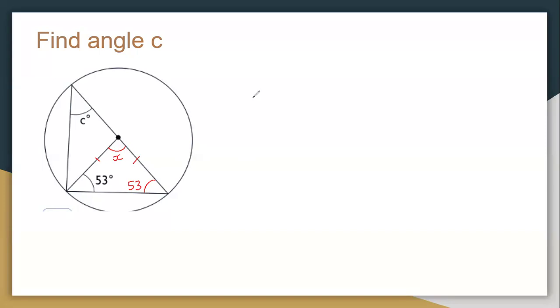So we all know that the total sum of the interior angles of a triangle is 180. So X plus 53 plus 53 gives us 180. So X plus 106 is equal to 180. X plus 106 minus 106 is equal to 180 minus 106. And then our X will be 74 degrees.